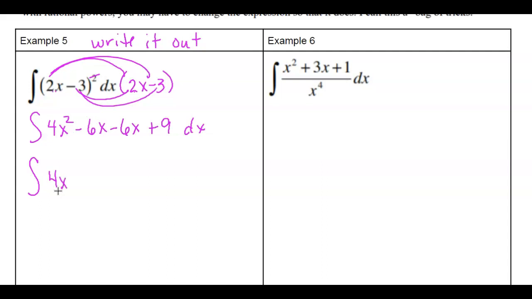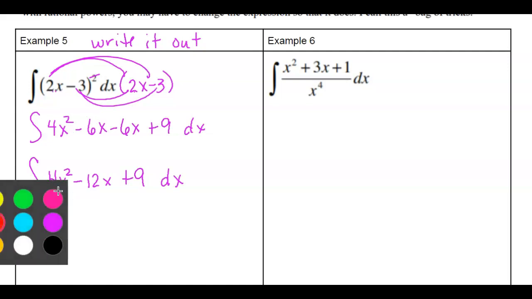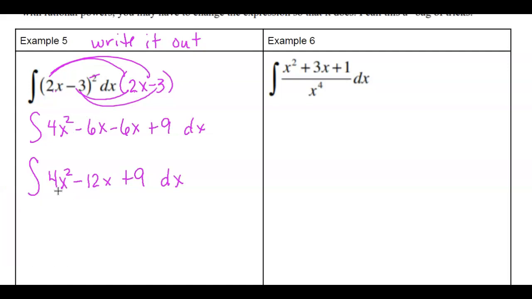So 4x squared minus 12x plus 9. Notice I keep all of the symbols because I have not done my integral yet. That also tells you that you've not done your integral, because sometimes it's really easy to forget. Okay, so we'll go ahead and do all of these separately since they're being added and subtracted.